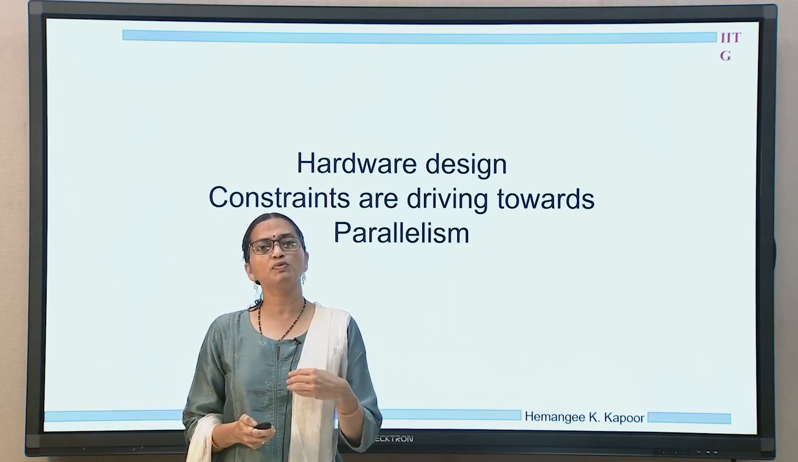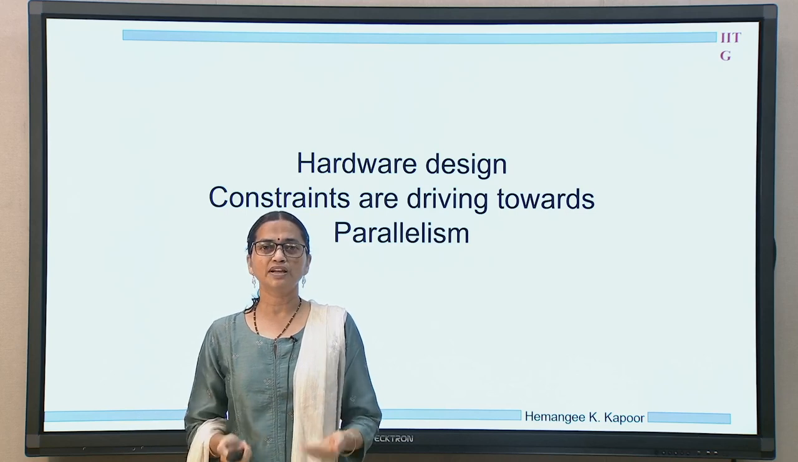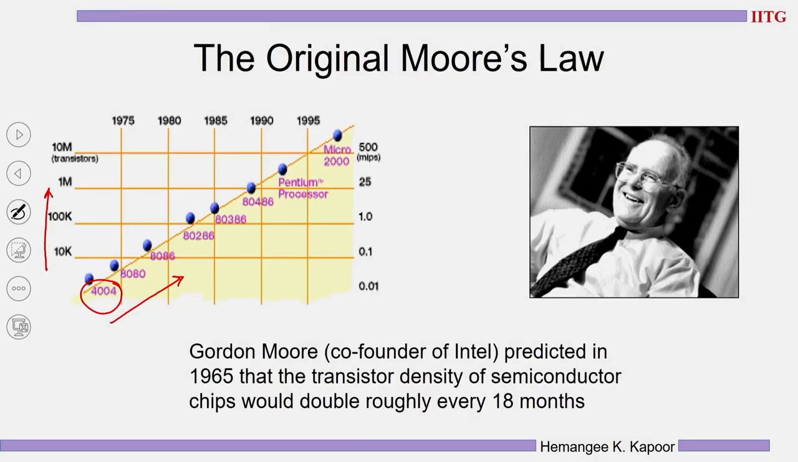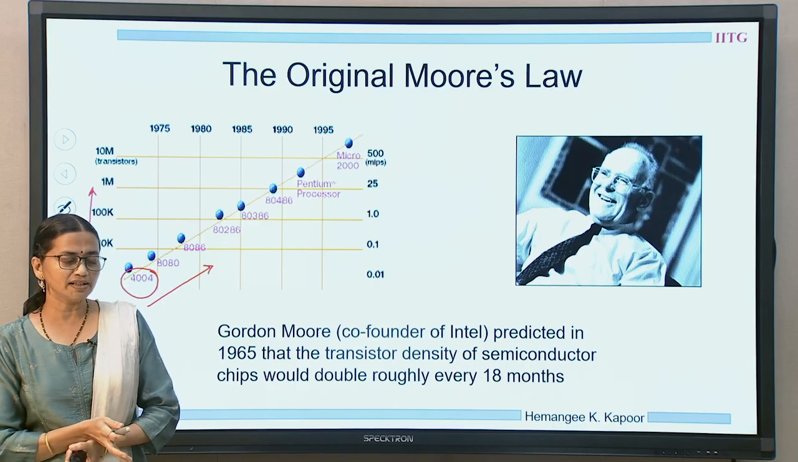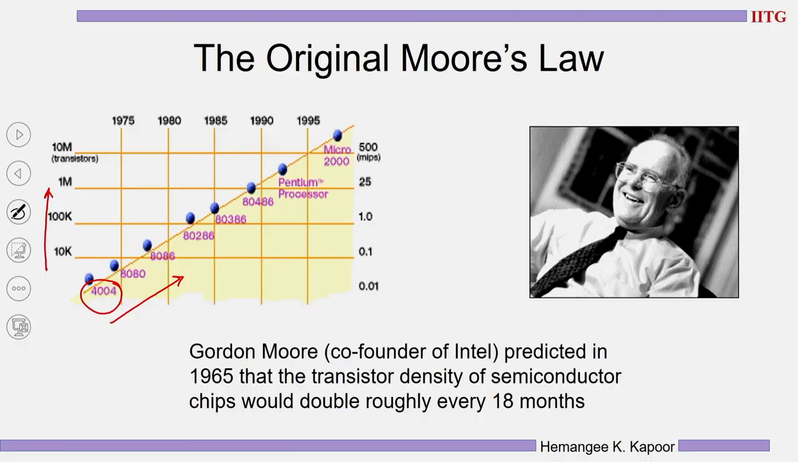So in this lecture, we are going to understand why we went towards multi-core. We'll start this topic with understanding Moore's law. We all know Gordon Moore, who is the co-founder of Intel. He predicted in 1965 that the transistor density of the semiconductor chips will roughly double every 18 months. Right? It will double every 18 months.